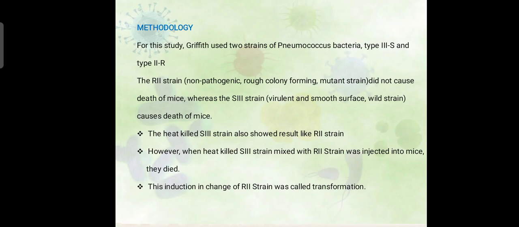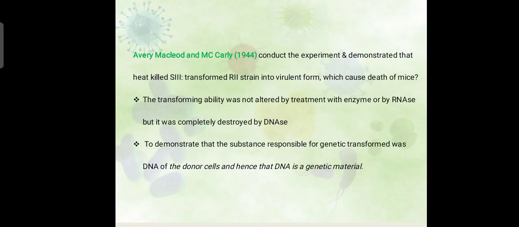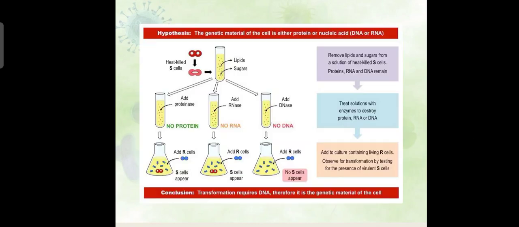Next one is the Avery, MacLeod and McCarty experiment. In this experiment, the transforming ability was not altered by treatment with the enzyme protease or RNase, but it was completely destroyed by the DNase enzyme. This demonstrated that the substance responsible for genetic information was the DNA of the donor cell, and hence that DNA is the genetic material.